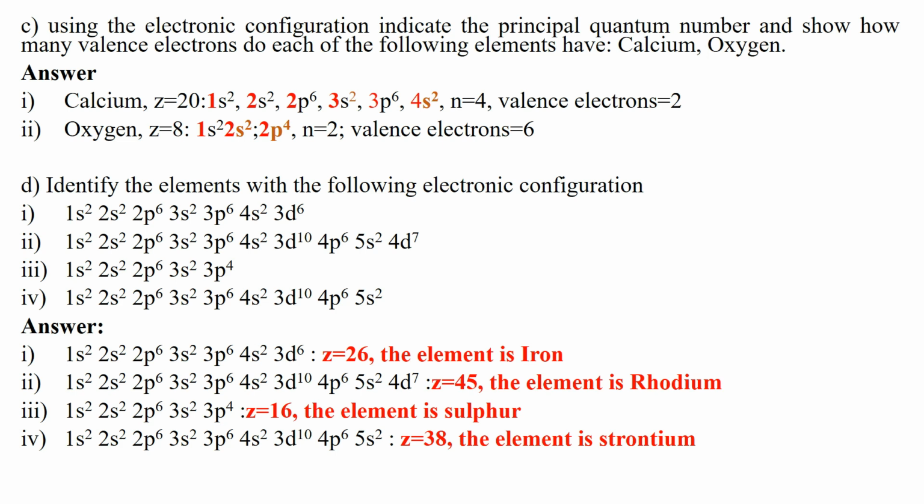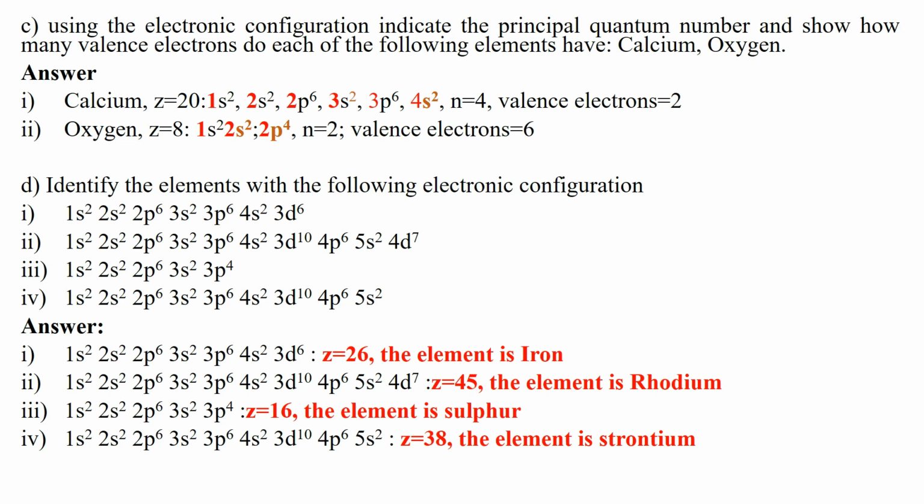What will be the value for valence electrons? n is equal to 4, as the last shell. For valence electrons, we count the electrons in the last shell. We have 2 electrons in 4s. So valence electrons is equal to 2 and n is equal to 4.